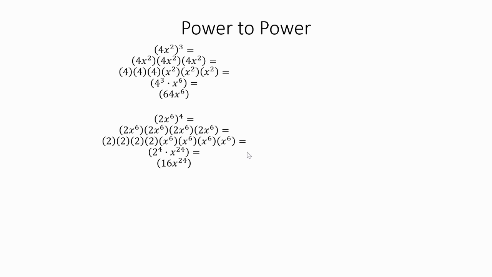So this tells me I have 2x to the 6th as a base. So I got to multiply the 4 2's together and the 4 x to the 6th together. So it gives me 16x to the 24. This tells me I have 7x to the 8th. So I multiply the 7's together. I multiply the like bases of x to the 8, x to the 8, and I get 49x to the 16th.